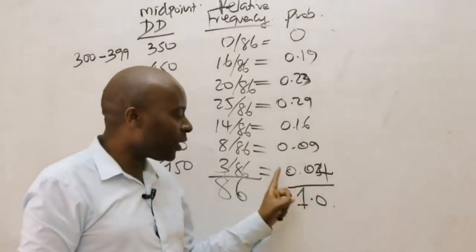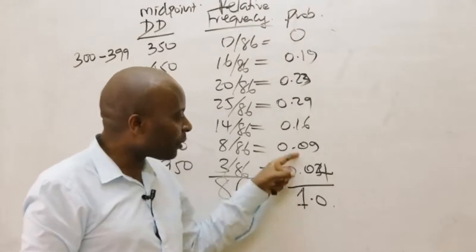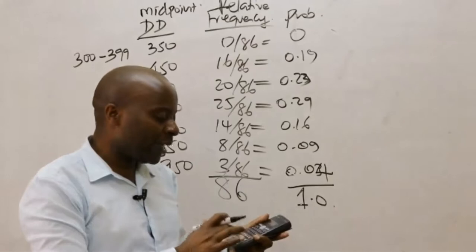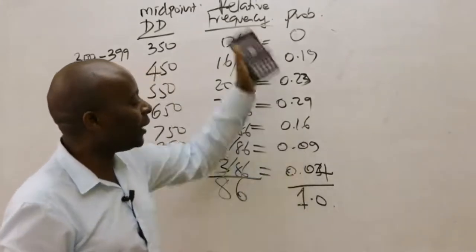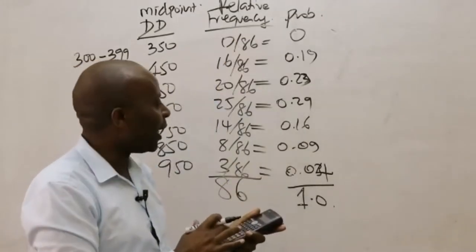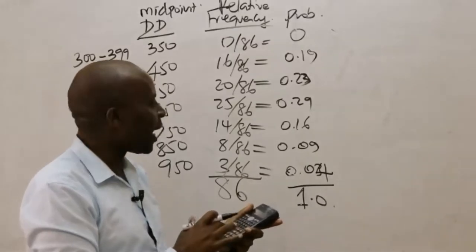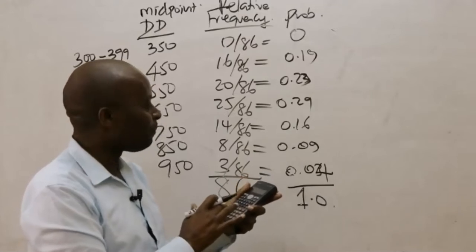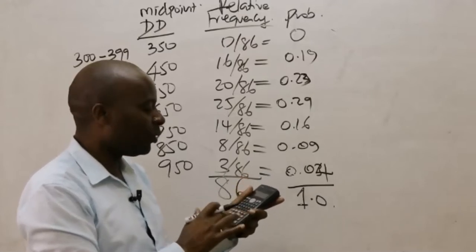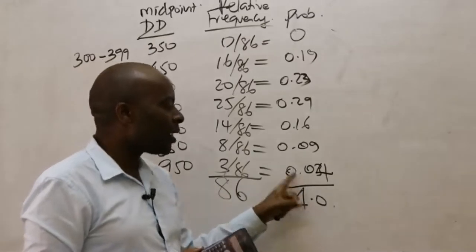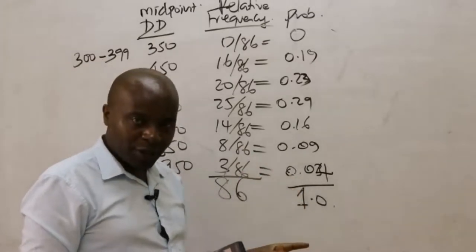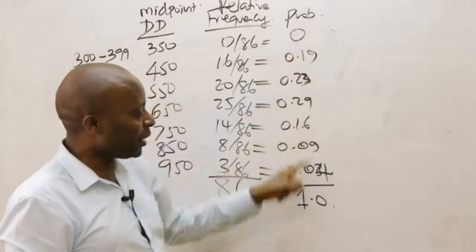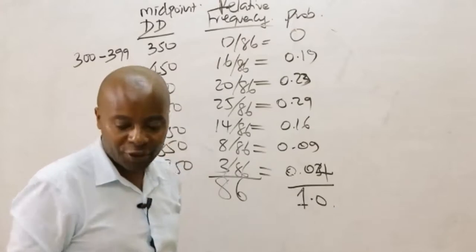So to get the last figure, the balancing figure, you take 1 minus open brackets all the others: 0.09 plus 0.16 plus 0.29 plus 0.23 plus 0.19. If you do that, you'll be able to get the last one as 0.04. This is what we call mutual exclusivity, that we expect the total probability to be exactly 1.